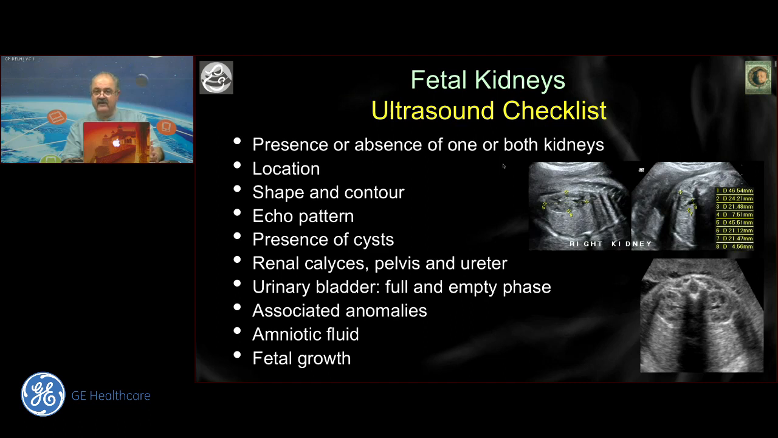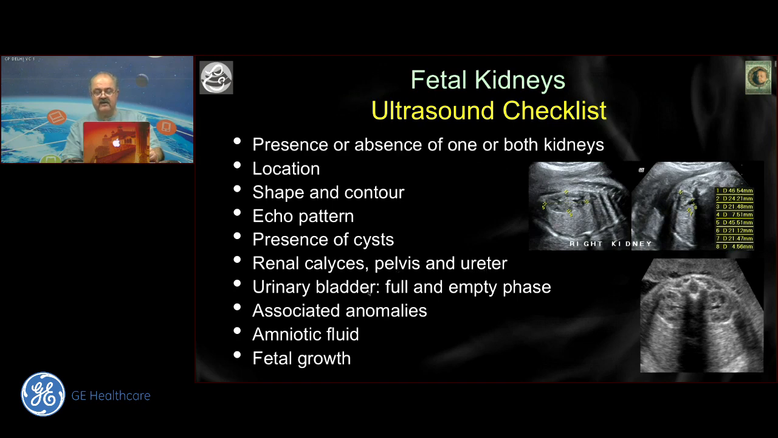Meanwhile, for our everyday life, we will look at the presence or absence of one or both kidneys, look at the location, shape and contour, look at the echo pattern, look for the presence of cysts, look for calyces and whether they are dilated or not, look at pelvic dilatation, look at ureteric dilatation.